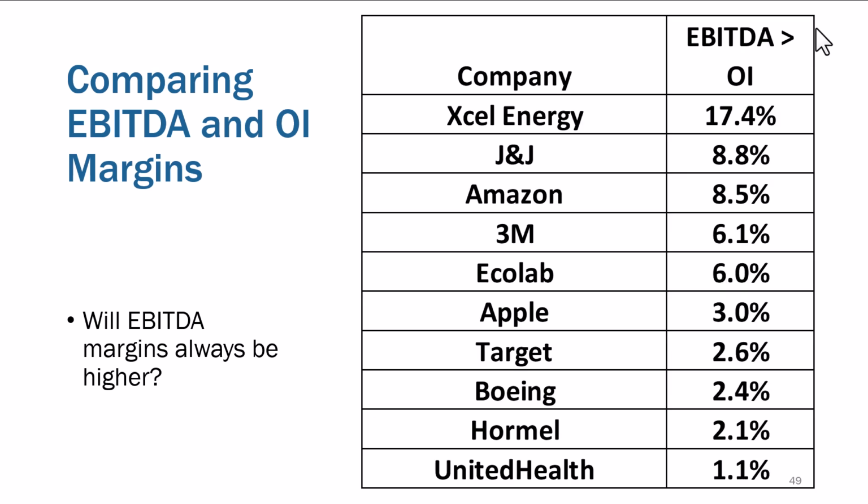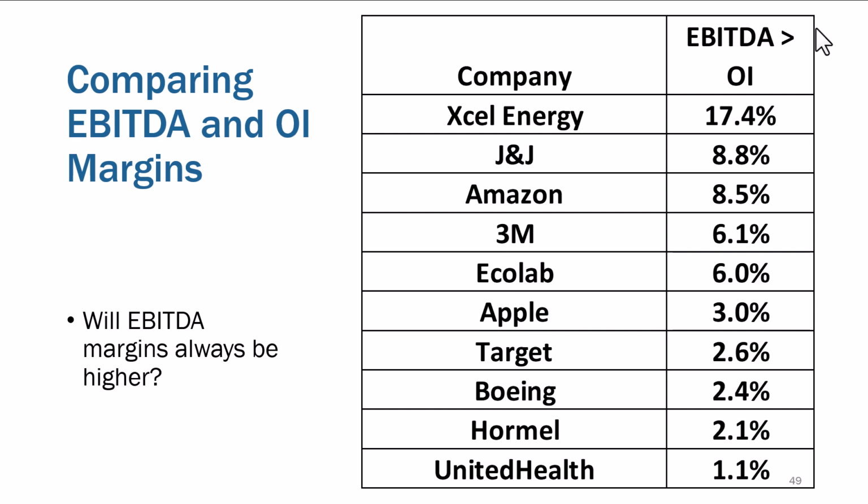company's financial statements. Well, if we want to compare them, will EBITDA margins always be higher? Yes, because they exclude depreciation and amortization. You'd have to have a company with negative depreciation or amortization. I don't think that's possible. I don't know how you'd get there through some sort of disposition. So EBITDA margins are always going to be higher.